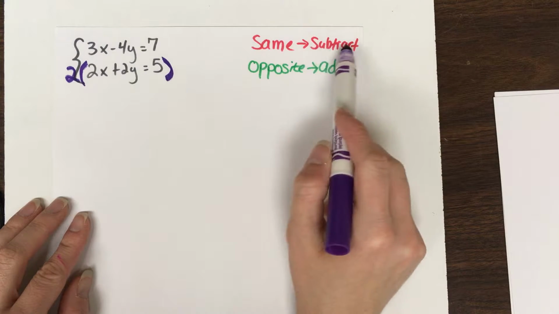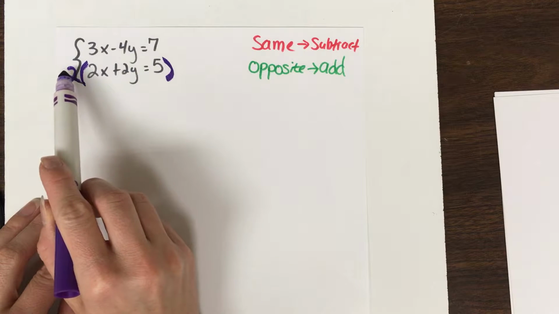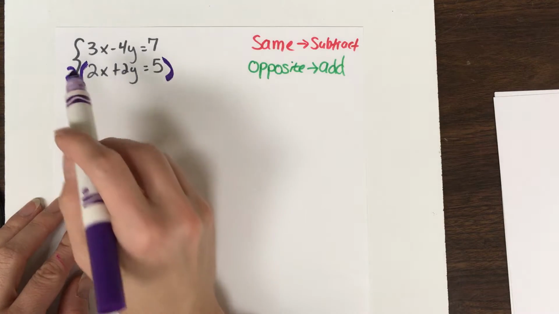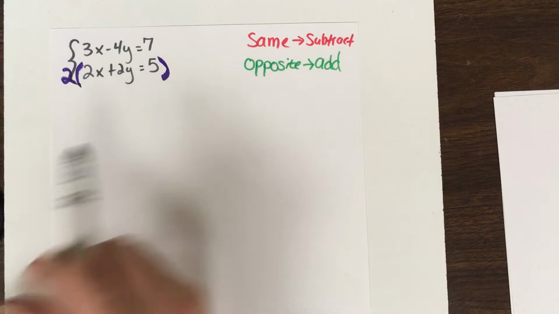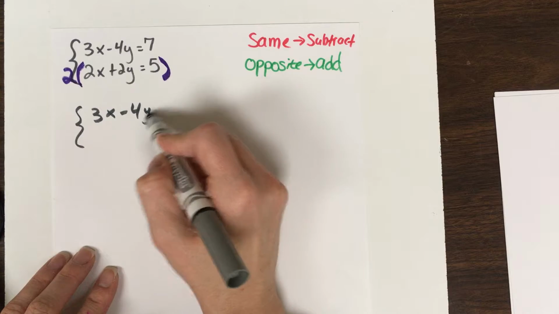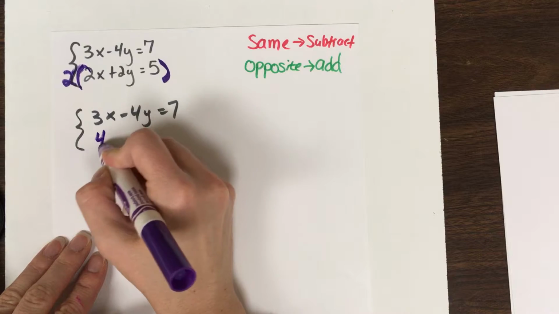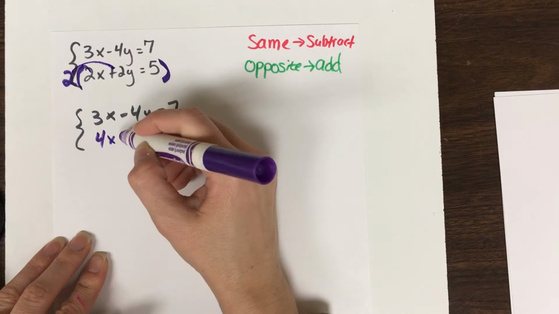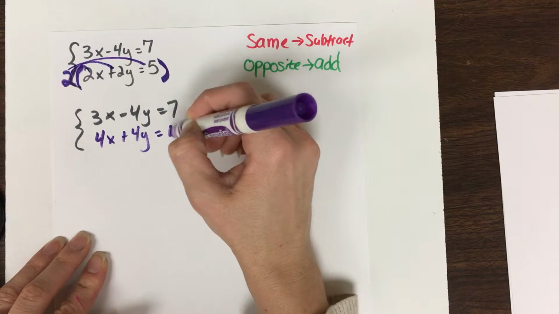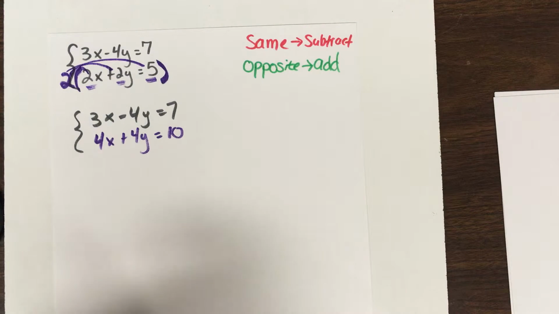If I wanted to subtract, I could make these be the same numbers by multiplying by a -2. Then that would result in a -4y, and then I could subtract. It's much easier to add, so that's what I'm going to do. So first I'm just going to rewrite that first equation because we are not changing that at all. And then the second equation, multiplying everything by 2, we have 4x. 2 times 2y would be plus 4y equals 2 times 5, 10. So make sure you multiply all parts of the equation by that number 2.